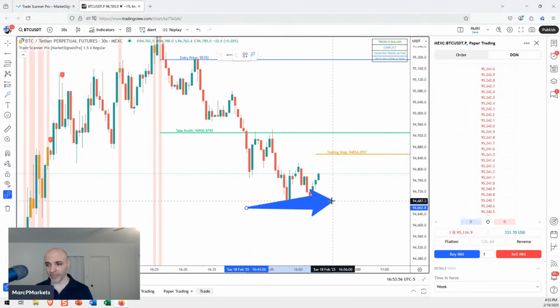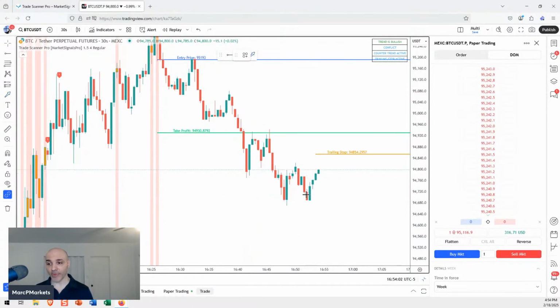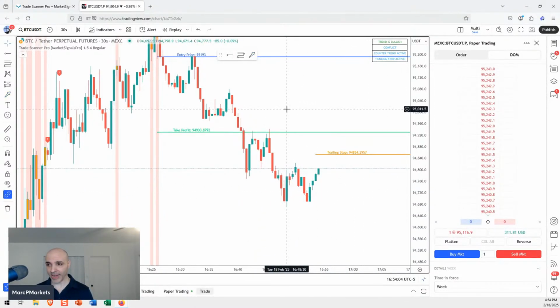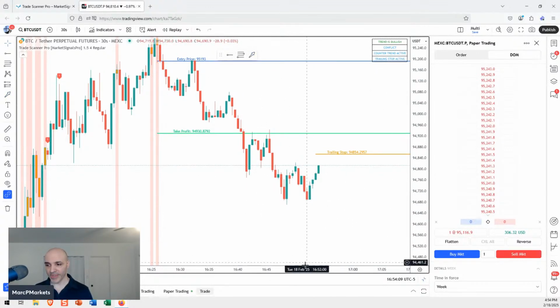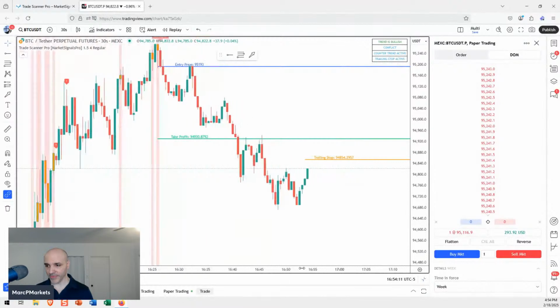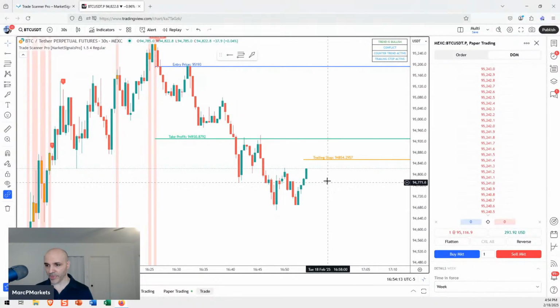It's completely random. Now, if this was a 30-minute chart, if this was a 15, 30-minute, hourly, then I would take that much more seriously. Oh, double bottom, forget it, I'm out of here. As soon as I saw this candle, I'd be out of here. But not on a 30-second chart.